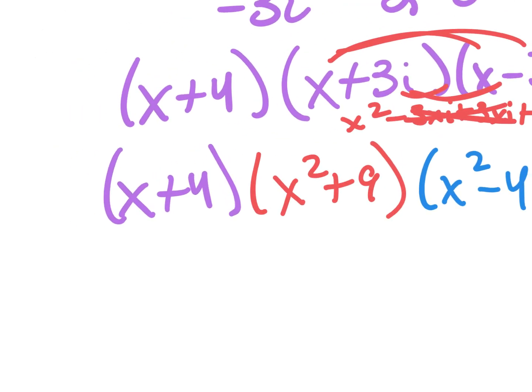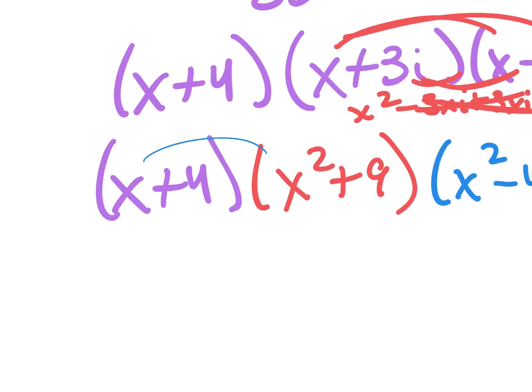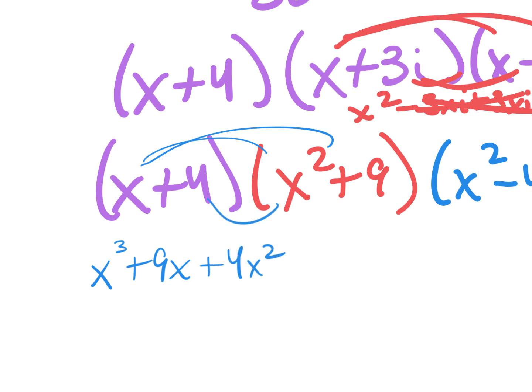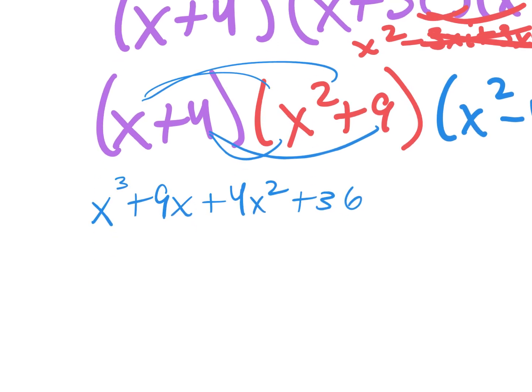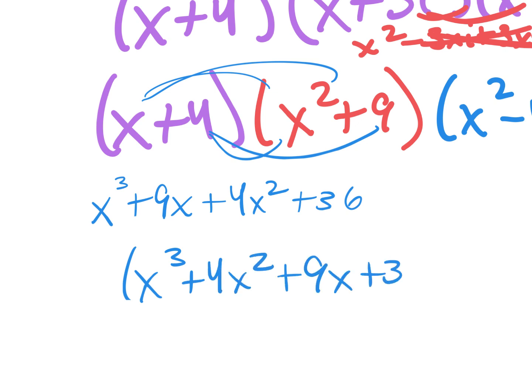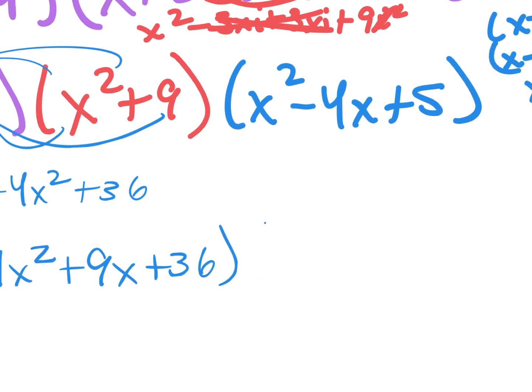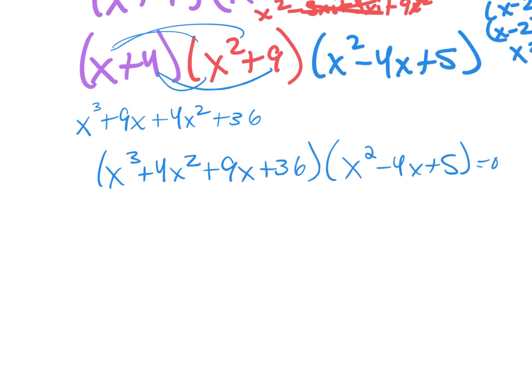So again, take your time. I'm just going to go these first two. X times x squared is x cubed. X times 9 is plus 9x. 4 times x is plus 4x squared. And 4 times 9 is plus 36. Combine anything that's like terms, so I have x cubed plus 4x squared plus 9x plus 36. And I'm going to multiply that with x squared minus 4x plus 5, and this is all going to be set equal to 0.